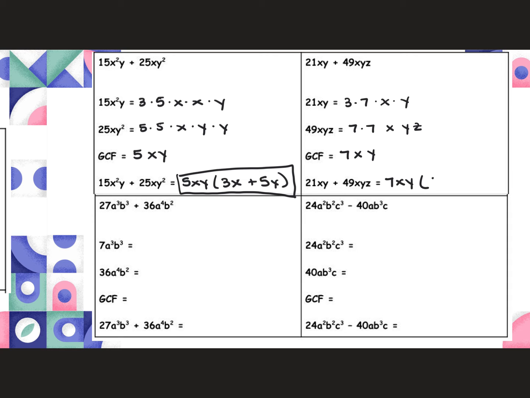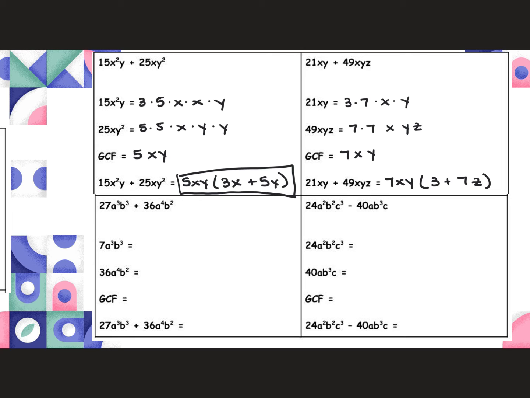21 divided by 7 is 3. X divided by x is 1. Y divided by y is 1. 49 divided by 7 is 7. X divided by x is 1. Y divided by y is 1. And then I have z. All right. So as it gets more complicated and it adds on more variables and larger exponents, break up each piece.